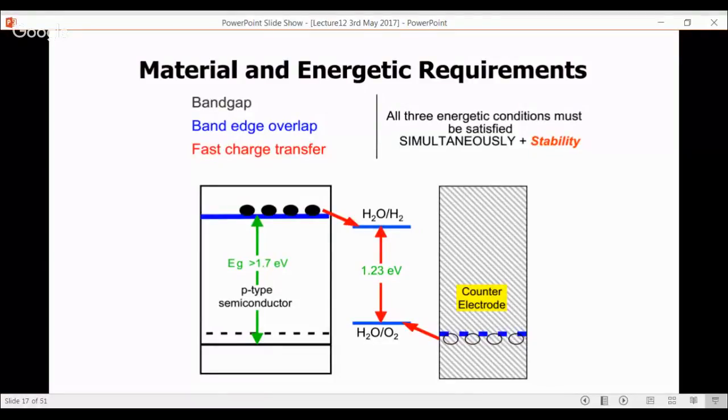So what are the material and energy requirements? One is the band gap, which we have understood. Band edge overlap means the band edge of the semiconductor and the electrolyte overlap. And fast electron transfer: it should be at picosecond or femtosecond, but at the moment it is only microsecond or nanosecond. So we are looking at all these three: band gap, edge overlap, and fast electron or charge transfer. All of them must be simultaneously present. In addition to that, the material must be stable.